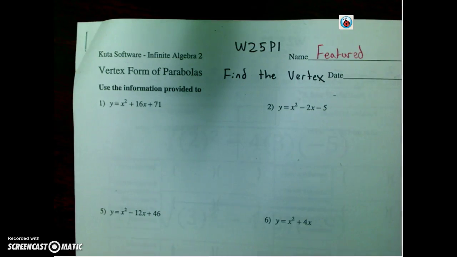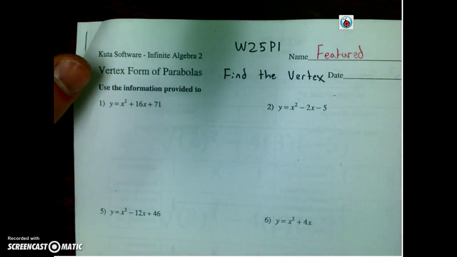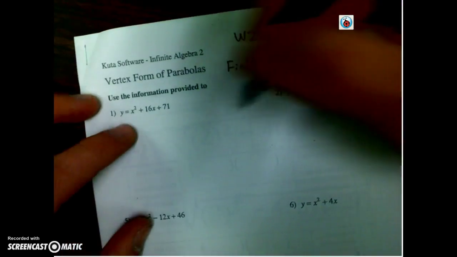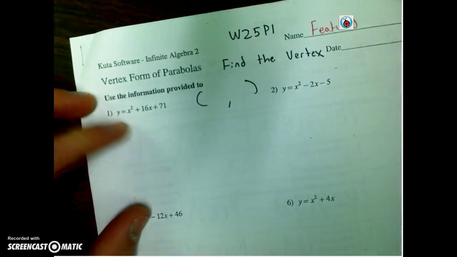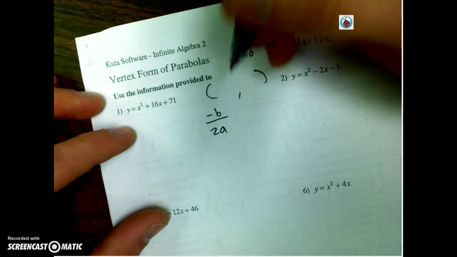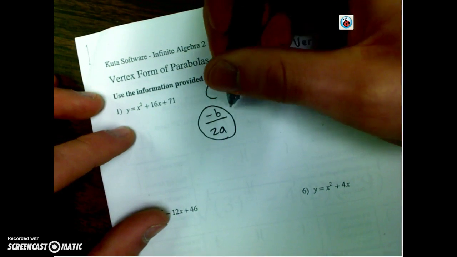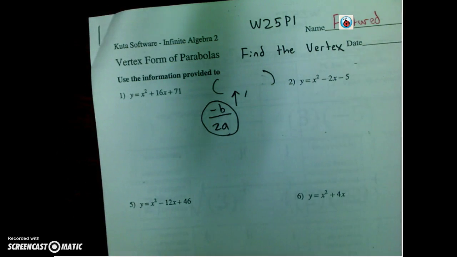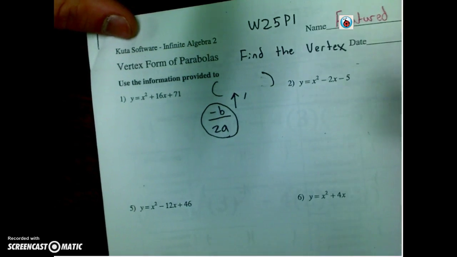Now, whenever we think about finding the vertex, we know that the little formula that helps us get started is this, because we're looking for a coordinate point for our vertex. Negative b divided by 2a. This is the important formula that tells us the x-coordinate of our vertex. So let's go ahead and just pick one of these and talk about it. Let's look at number 5.